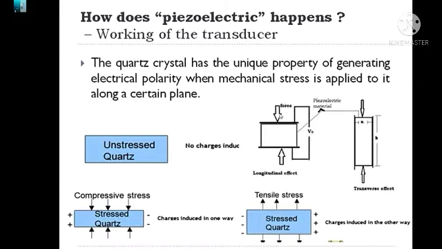And the orientation of this piezoelectric material may be longitudinal, as in this image, or may be transverse. And this indeed influences the magnitude of the voltage generated. This orientation may also influence the magnitude of the generated output.